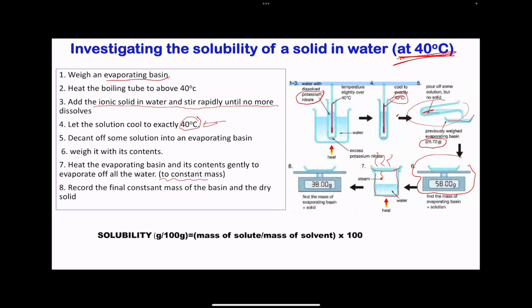And we heat to constant mass. This tells us that there is no more water coming off. After that, we will record the final constant mass of the basin and the dry solid. We can see this is 38. And that means the difference between that and that is going to be the mass of the water. So the mass of the actual solid is going to be the mass of the evaporating basin plus solid minus the mass of the empty evaporating basin. And to calculate solubility in grams per 100 grams of solvent, this is going to be the mass of the solid, which we get by subtracting this minus that, divided by the mass of the solvent, which we saw the difference between that and that, which is 20 grams, times 100, and that will be our solubility.